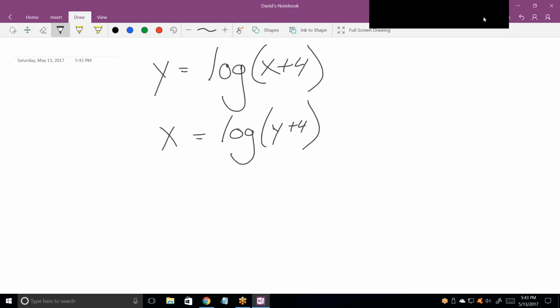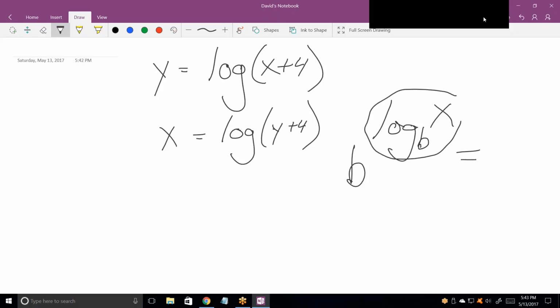Here's a rule about logs. If I have b raised to the log base b of x, what do you suppose that's equal to? In other words, that's an exponent. The whole exponent is log base b of x. And that's equal to x. So as long as this base is the same as this base, then the answer is whatever that argument is.